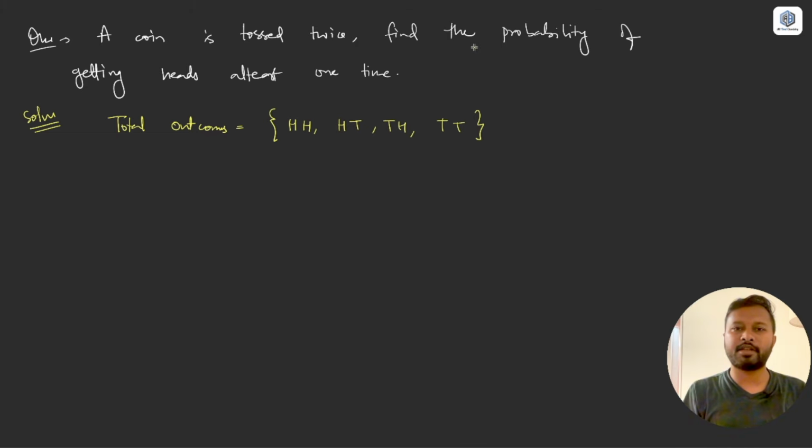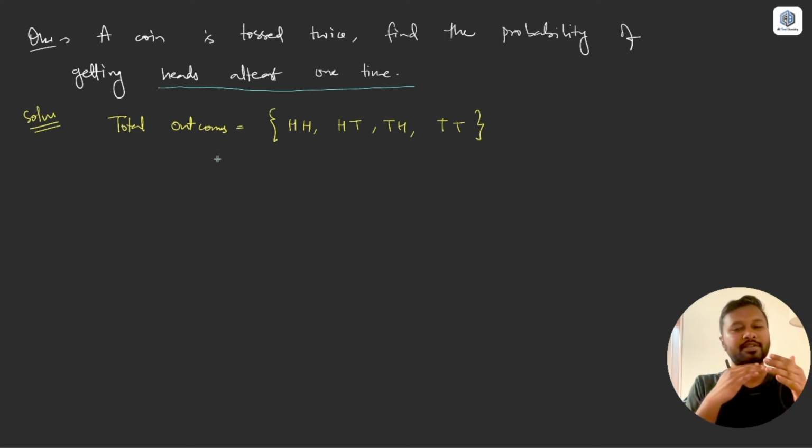Now the question says find the probability of getting heads at least one time. At least means minimum it should be one time. When somebody says that you should have at least 33 marks to qualify an exam, so if somebody has got 34, he has also qualified. If somebody has got 35, he has also qualified. So at least means that is the minimum limit. Maximum you can have anything.